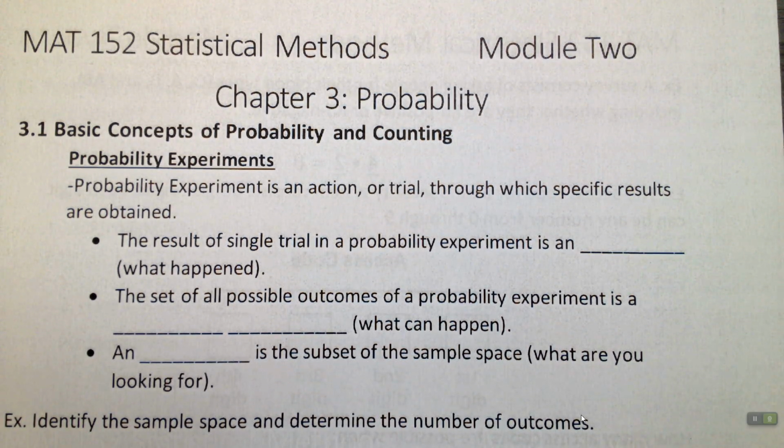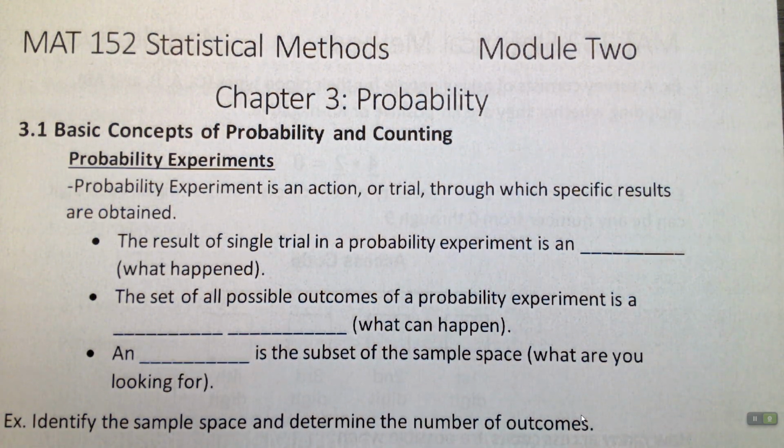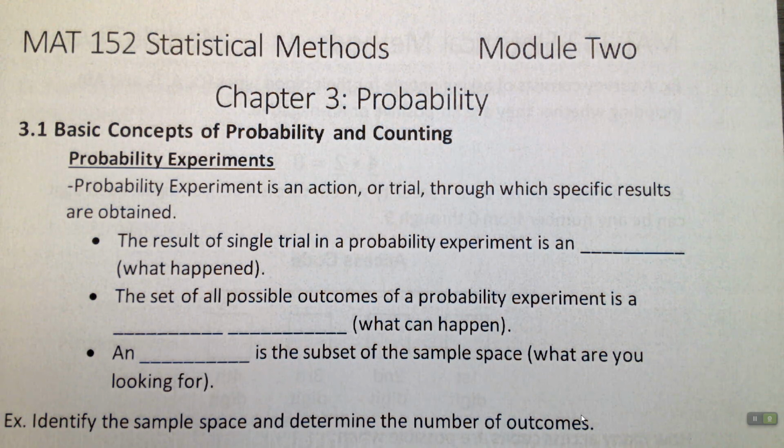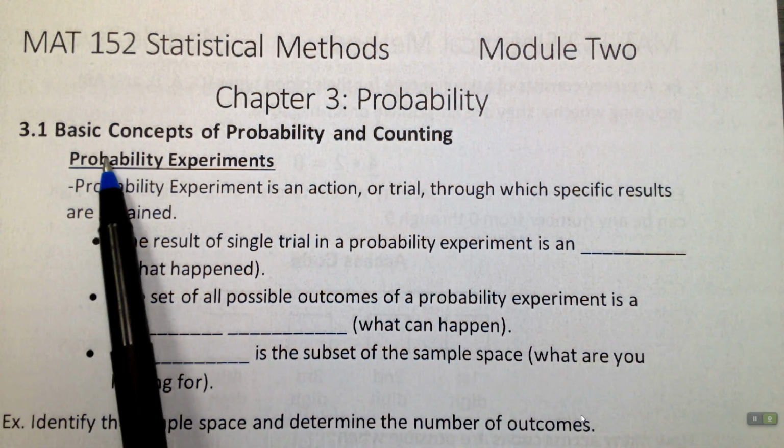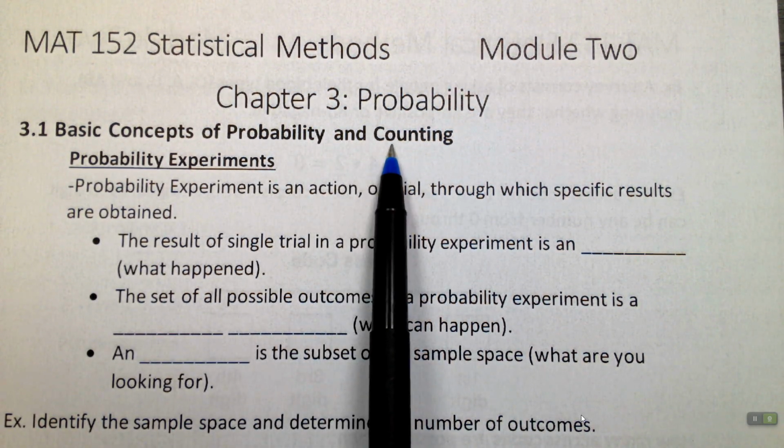Alright, Math 152, Module 2, Chapter 3, Probability. So we're going to start talking about how we get those numbers that we hear, the decimals and the percentages, and what it means. Alright, 3.1, Basic Concepts of Probability and Counting.